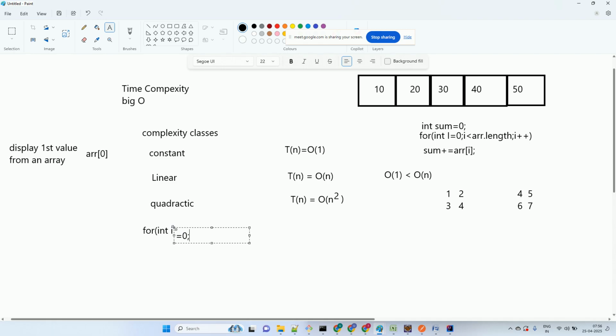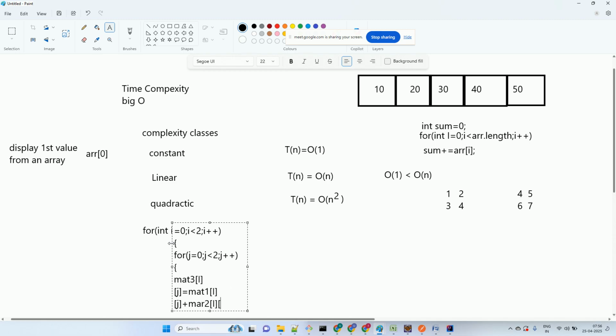How will we write this? i equal to 0, i less than 2, i plus plus. Then inside that, j equal to 0, j less than 2, j plus plus. And then we will say matrix 3 of ij equals matrix 1 of ij plus matrix 2 of ij.